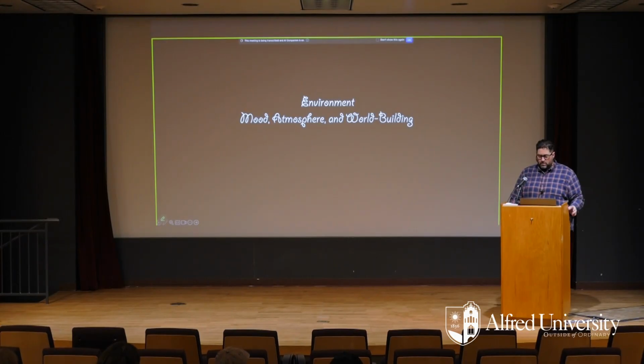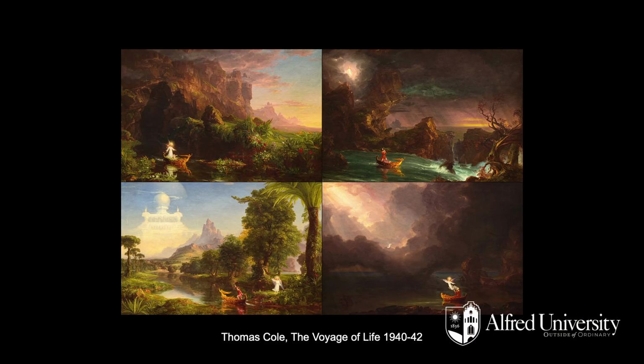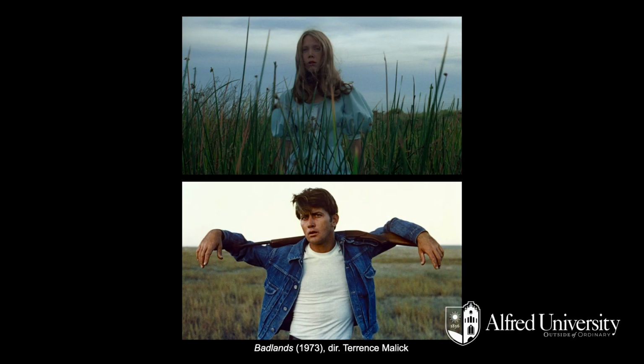If character is who we're looking at, then environment is where it exists, and how that space shapes the mood, the symbolism, and the story. Thomas Cole, the founder of the Hudson River School, painted large, dramatic landscapes where nature feels big and powerful. His paintings show beautiful places, but they can also feel overwhelming, like nature is something you stand in front of and not something that you can control. A lot of films use landscape in the same way. The setting isn't just a backdrop, it shapes the mood and it affects how we feel inside of the scene.